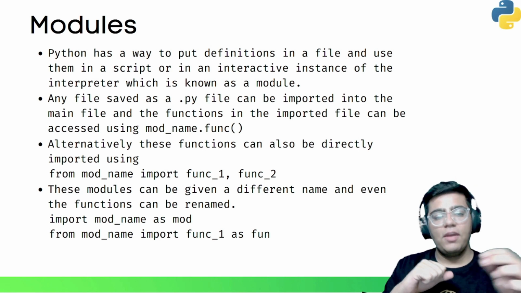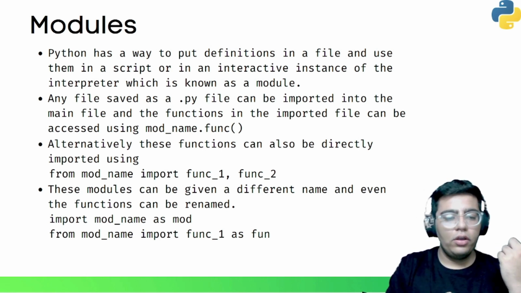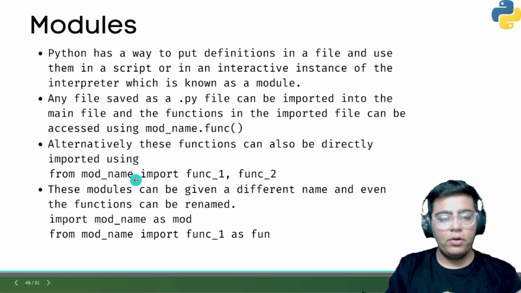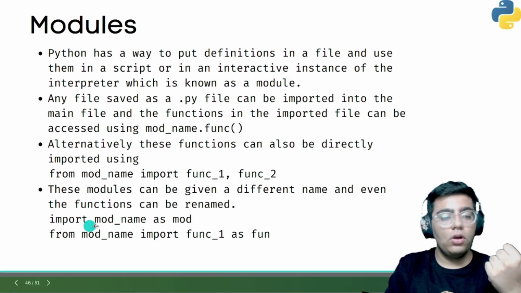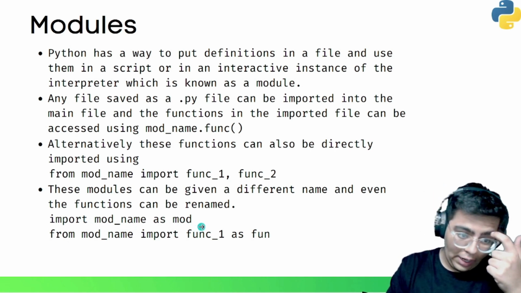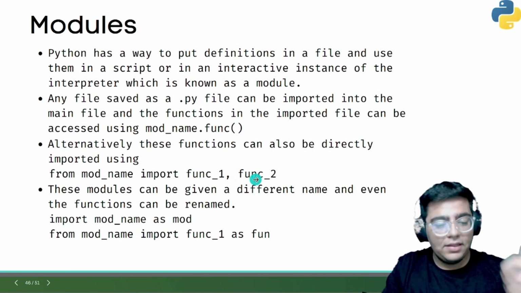So to create your own module, you can write all of these functions and then save them in a .py file. Then to import it, you can use the import statement. So like from module name import function one, function two. You can also change the name: import module name as mod, and from module name import function one as fun.